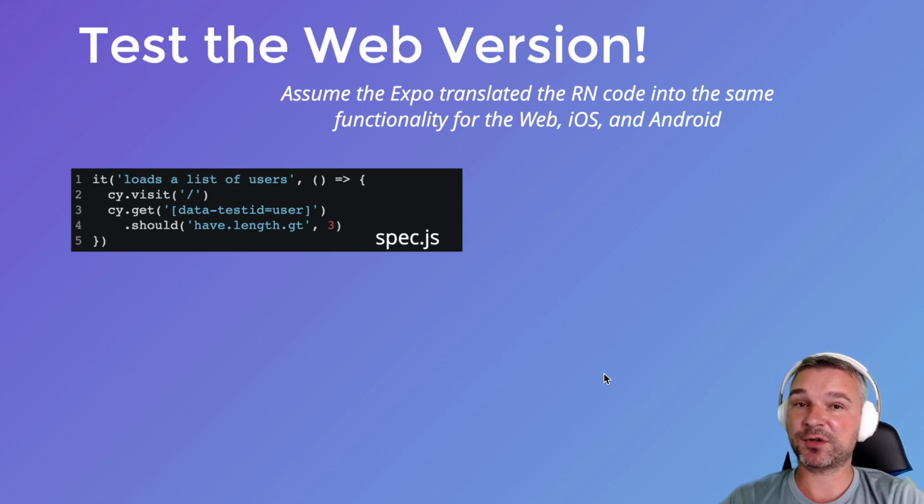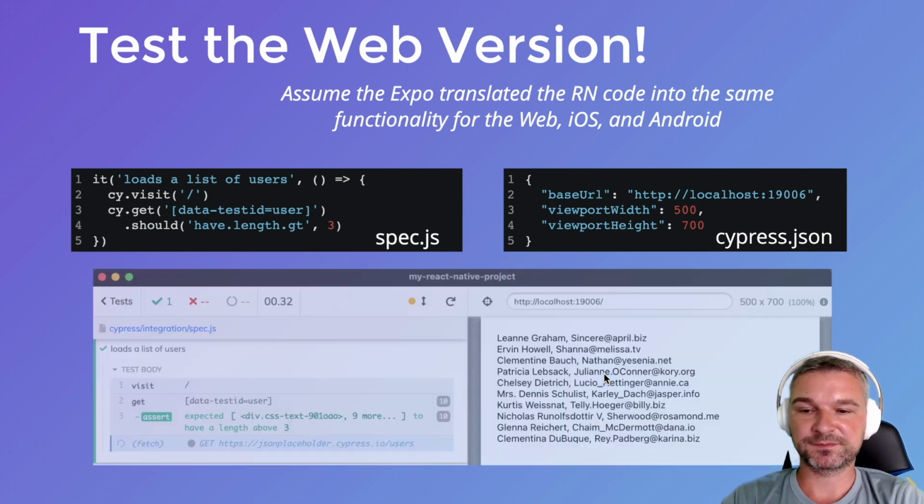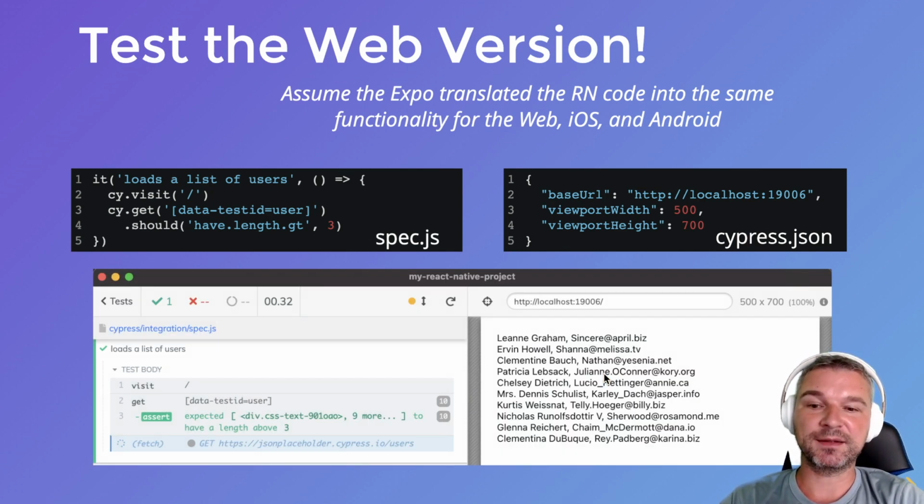Now, I don't know the exact number, but I assume there are more than 3 users. Now, this assumes that Expo translates the React Native application into something equivalent that runs on the web, iOS, and Android. And I do believe for most cases, this is true. Now, we're going to configure Cypress to look at localhost 19006, which is the default port when Expo is serving the application. And here's our app being tested.